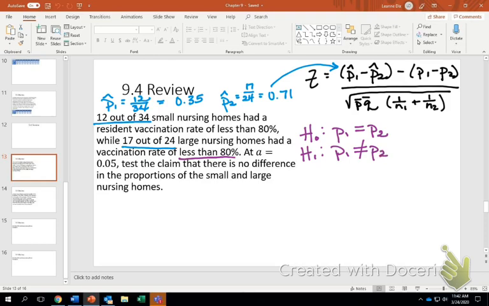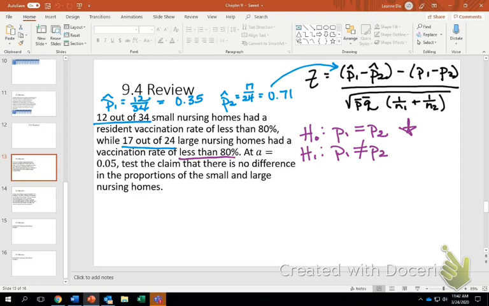Another reason I don't think it's a less than symbol is because in the last sentence, which is typically where we look to find whatever keyword we're looking for, it says, at alpha equals 0.05, test the claim that there is no difference in the proportion of the small or large nursing home. In that last sentence, I don't have any less than or greater than words. So my alternative is when it's not equal, and it's asking me to test the claim that there is no difference. If there is no difference, that means they're equal.